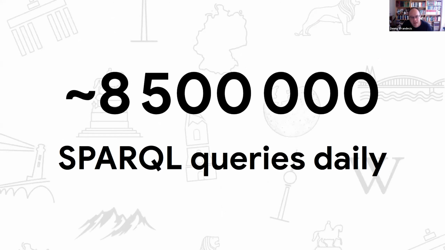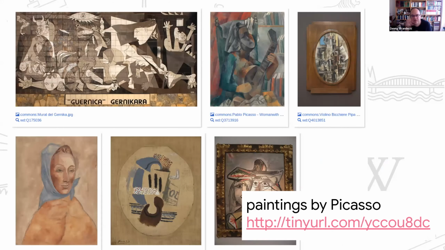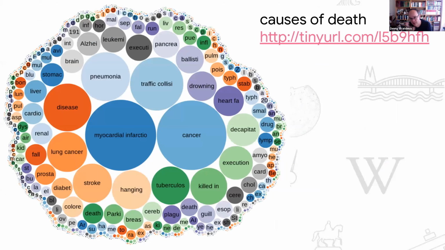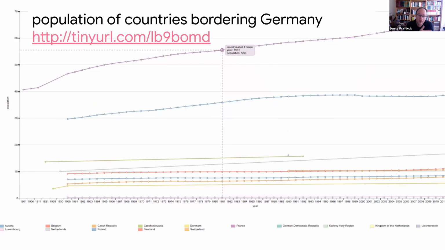So what we have is just a few examples of such queries. We can create a gallery of paintings by Picasso, or an interactive timeline of cities in California and when they have been founded, where you can scroll, zoom, and so on. Causes of death of people inside of Wikipedia shown as a bubble chart: how often do certain causes of death appear and so on. Populations of countries bordering Germany.